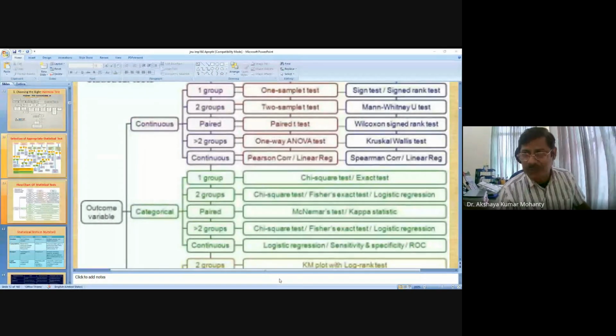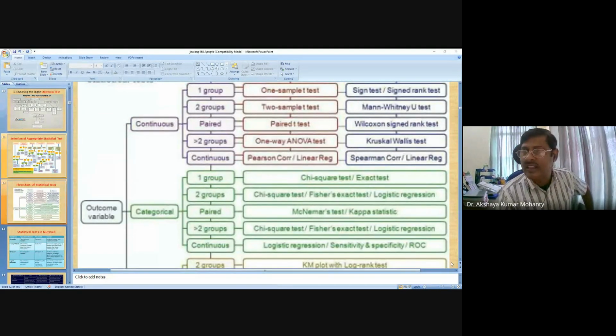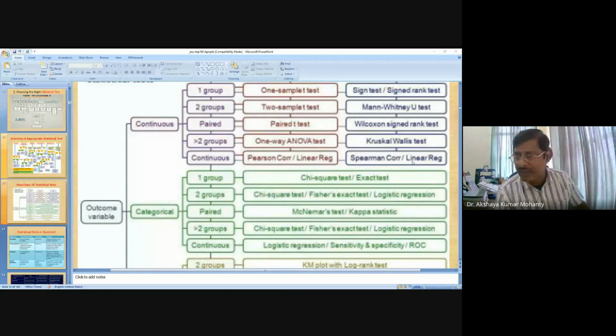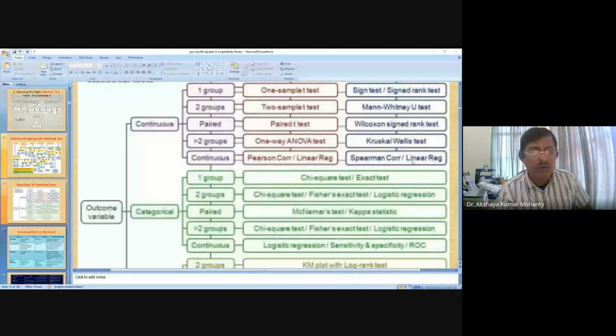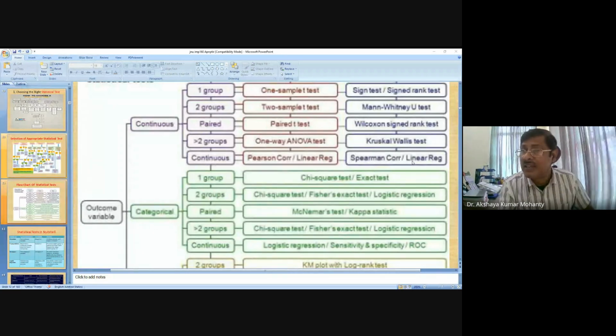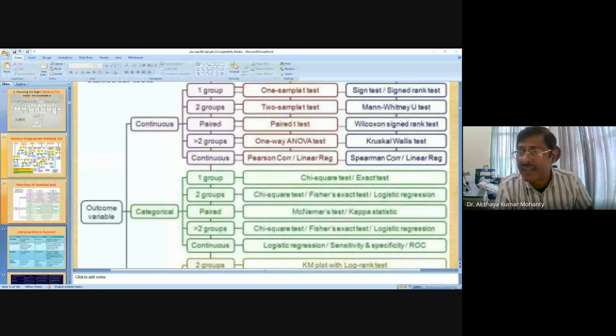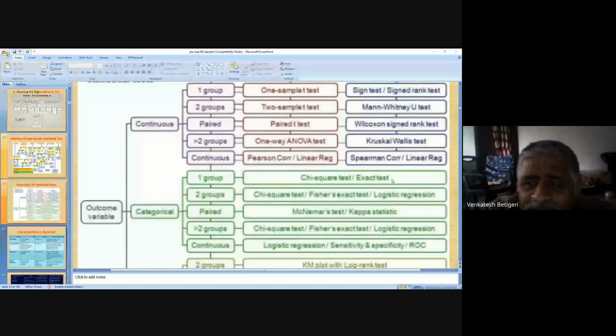Let me come to this one. Yes, tell me. Who is telling? Please raise the hand and show me your face on the screen. Show me the face of who has answered. Please show me your video. Tell me. Come up. Show your face with name, please. I'm Venkatesh. Yes, Venkatesh Betigiri.